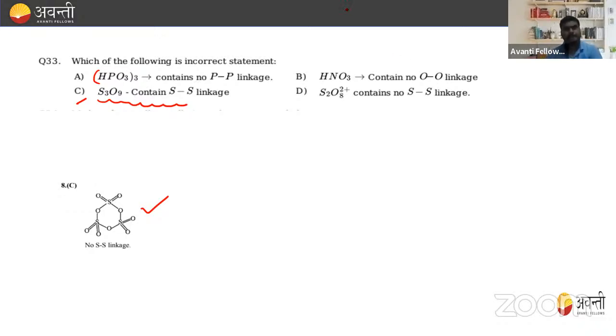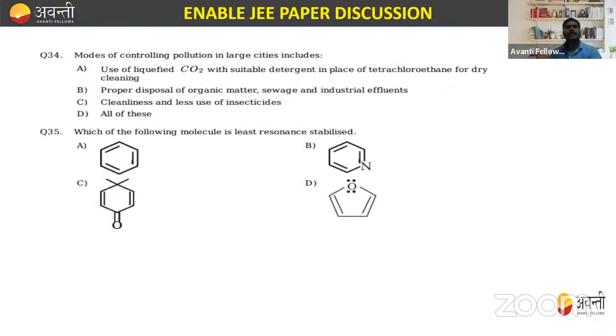Question number 43. Okay, so the question is: modes of controlling pollution in the last city include. This question is asked from your environmental chemistry chapter. What are the precautions we take for controlling the pollution in the last city?